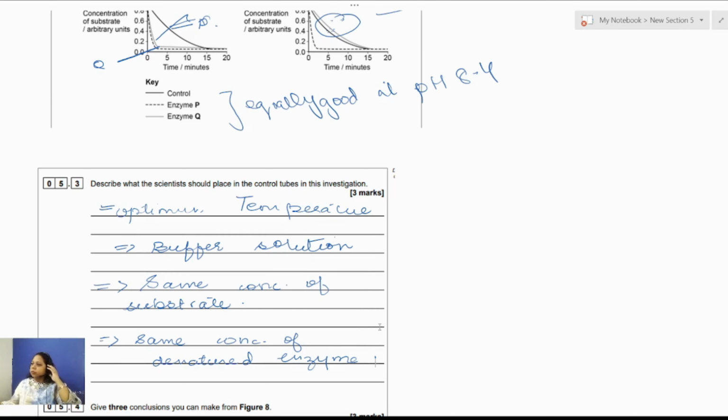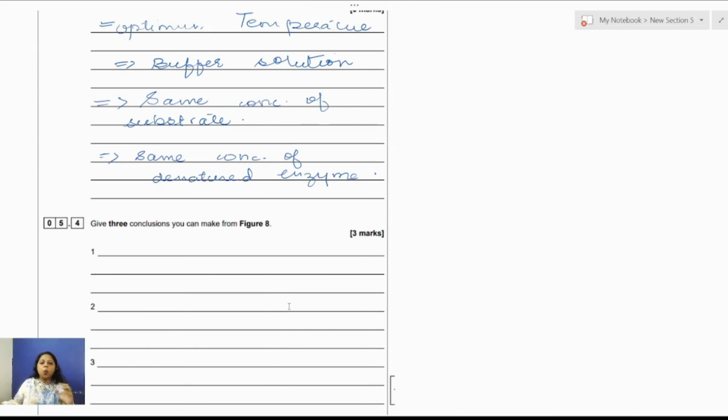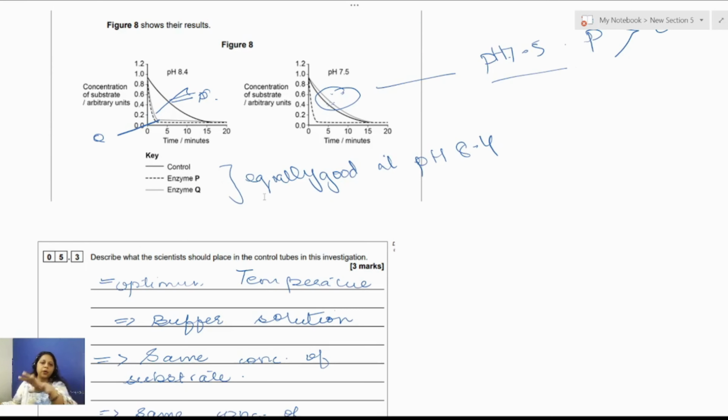So we have used a buffer solution, we have used the optimum temperature, we have used the same concentration of substrate and the denatured enzyme. Correct. Now, what are the three conclusions that we have discussed from this figure 8, the graph?